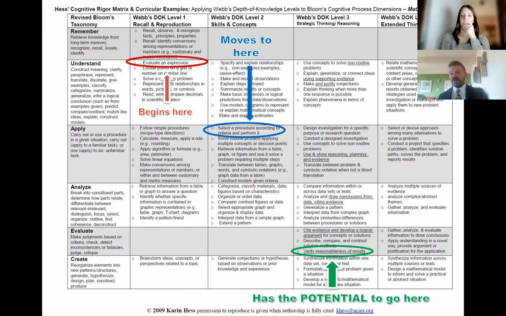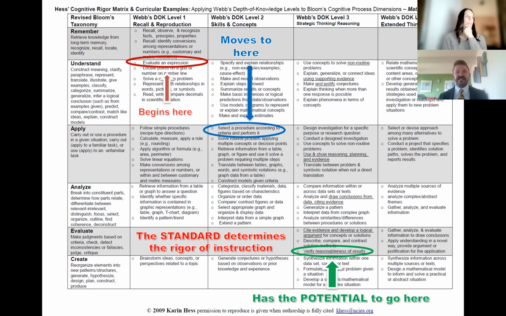So I've modeled this one. Now I'm going to show you some strategies and ask you to participate and really think about what those Bloom levels are. And the last thing I want to say about this is we want to remember that the standard is what determines the rigor for instruction. It determines where that potential should go.